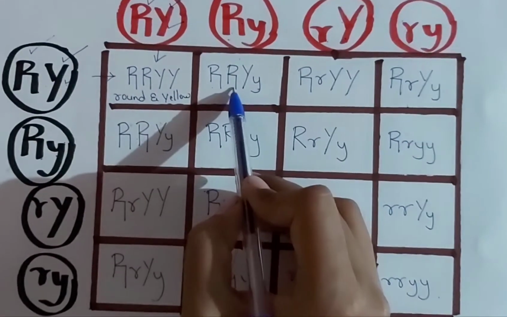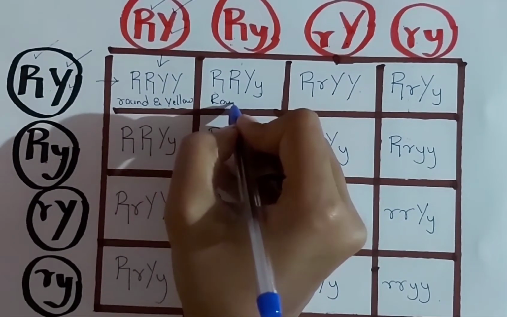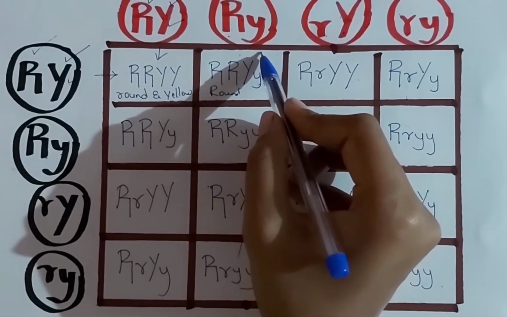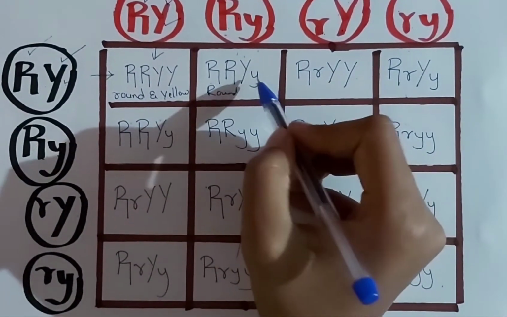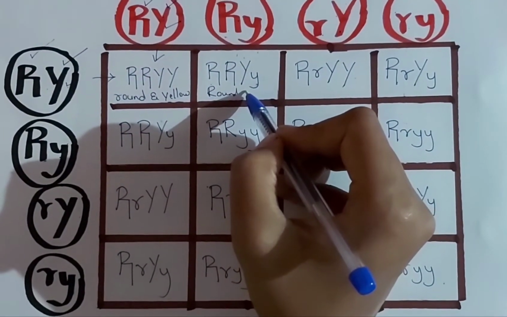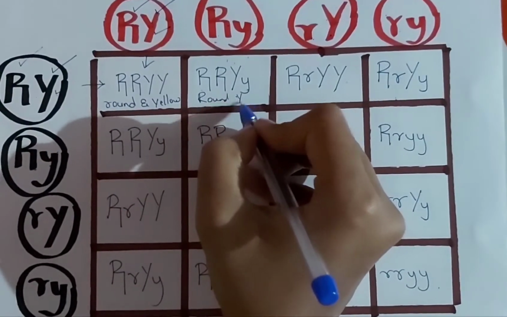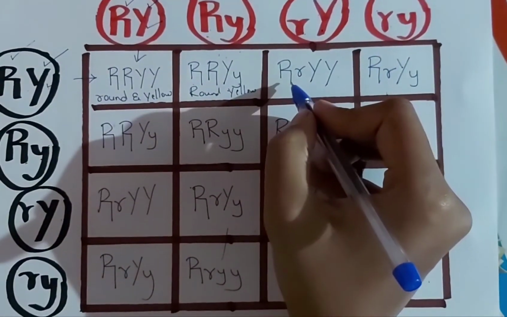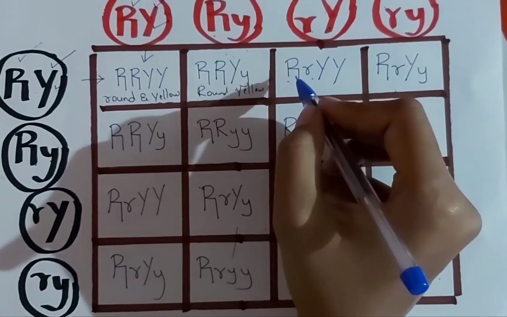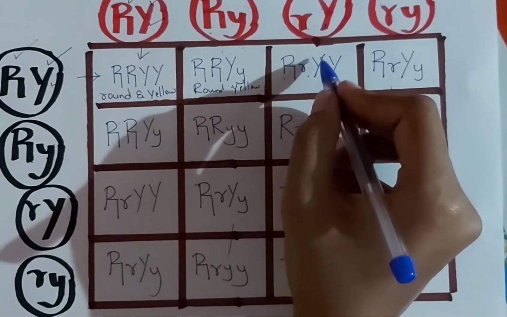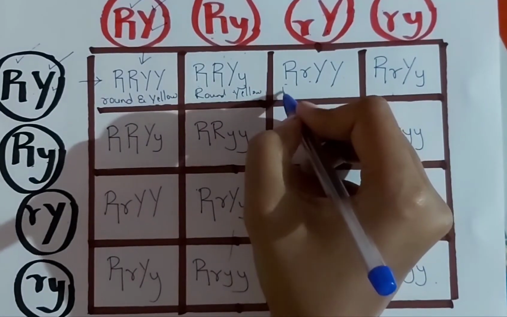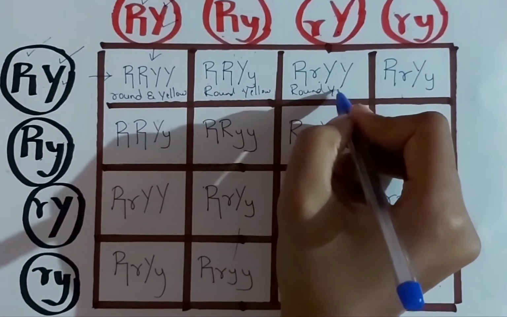And then this is again round, and this is also yellow only because yellow is the dominant allele. So green is a recessive allele. So even though it is in the heterozygous condition, yellow will only express. So it is also round and yellow. And here it is again heterozygous in condition, but round is a dominant character, so round will only express. And here in yellow both are the dominant alleles, so yellow it will express. So round and yellow.